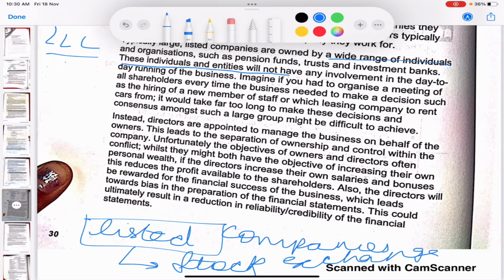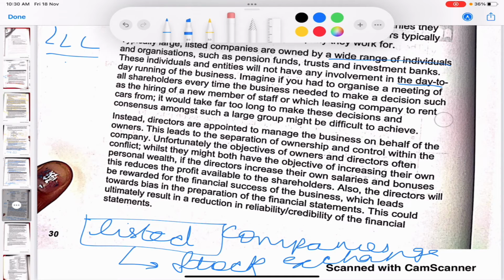These individuals and entities will not have any involvement in the day-to-day running of the business. That's what I told you. Just because I have a share of any company doesn't mean that they will involve me in taking the day-to-day decisions. Imagine if you had to organize a meeting of all shareholders every time the business needed to make a decision, such as hiring of a new member and everything. So it would take too long to make these decisions, and consensus might be really hard.